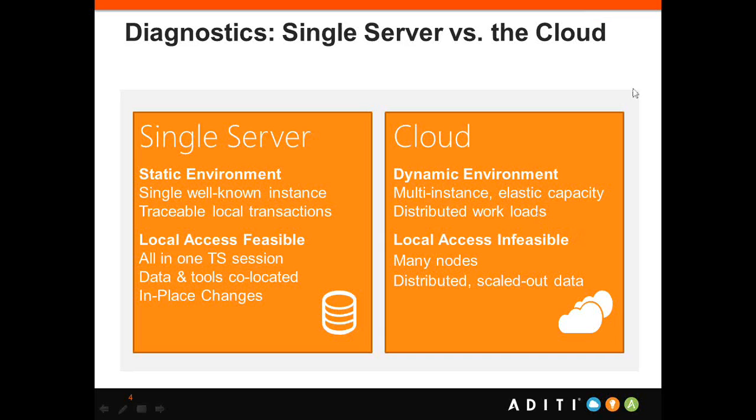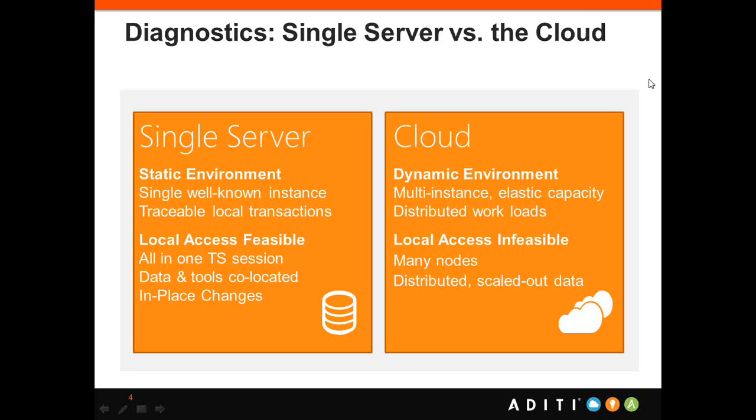Okay, so cloud is all about dynamic environment: multi-instance, elastic capacity, distributed workloads. What it means is it is not a static environment. It is not a single well-known instance. It could be a dynamic virtual machine which will come up and start running your application. So we don't know which machine and which virtual machine is going to run my application.